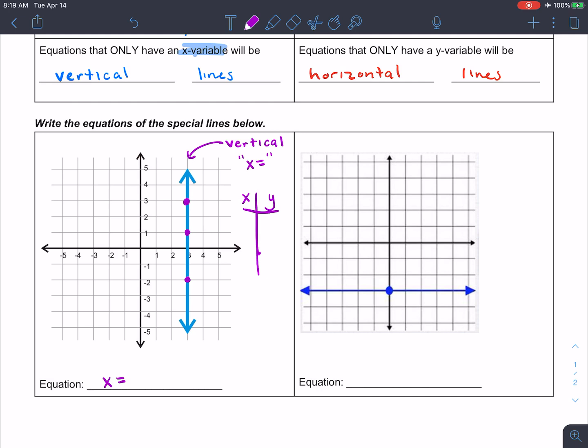Let's see. This first point, or the lowest point, is 3, -2. The next point's 3, +1. 3, 3. What are we noticing? X is always equal to 3. And so now we know that our equation is x equals 3. You can always also just see that you go to 3.